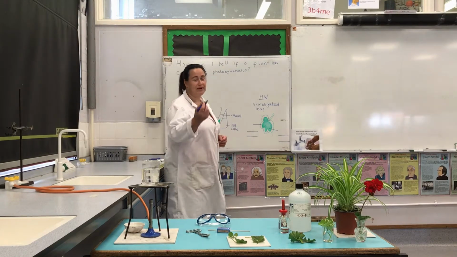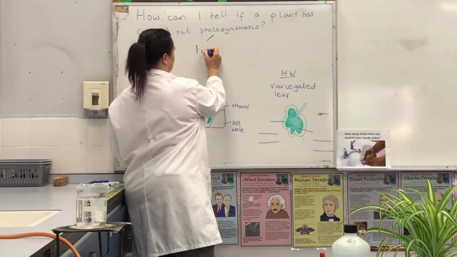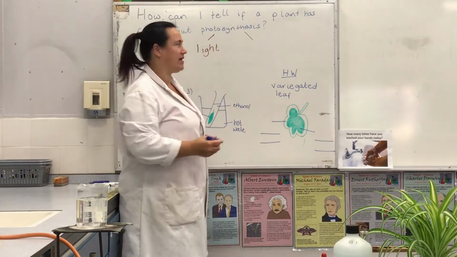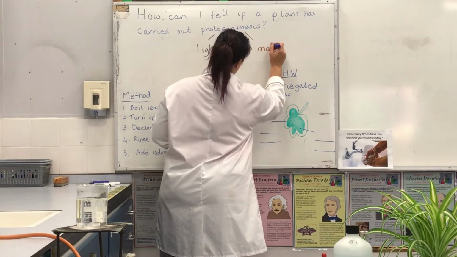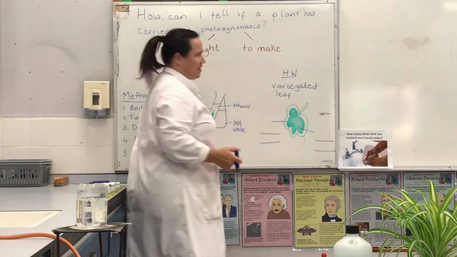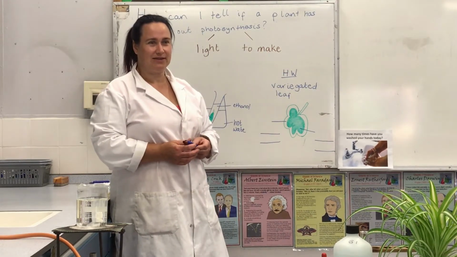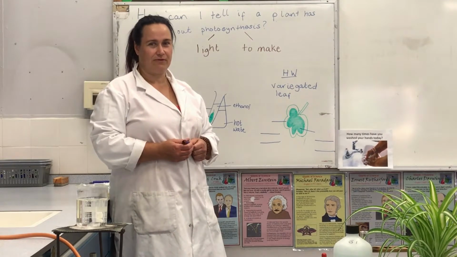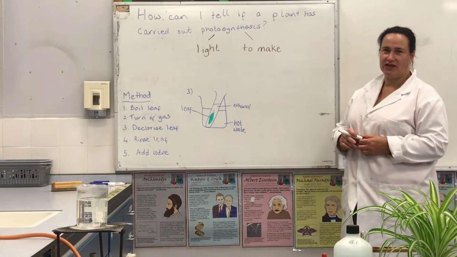I hope you remembered that photo stands for light and synthesis is making. So we're thinking about plants making their own food using light. I'd like you now to just write down the word equation for photosynthesis. Right, hopefully you remembered to put your reactants on the left and your products on the right.